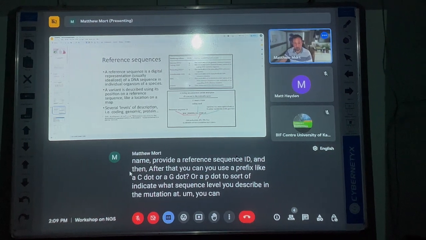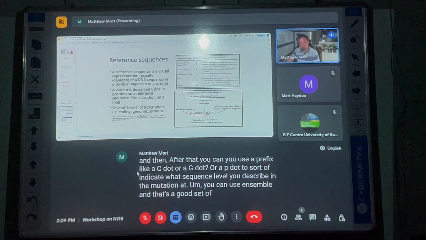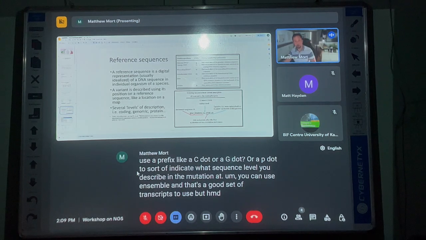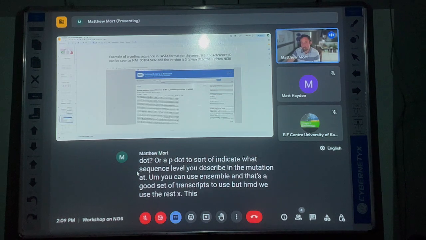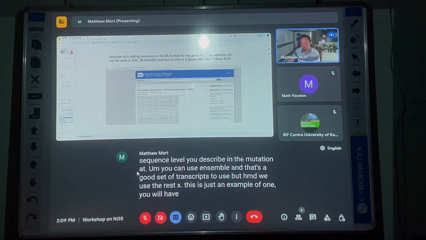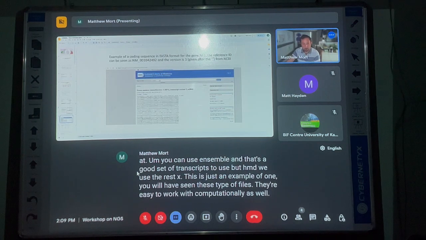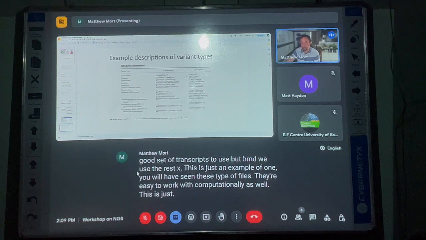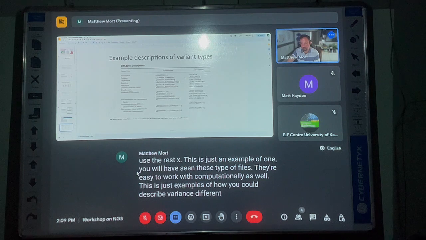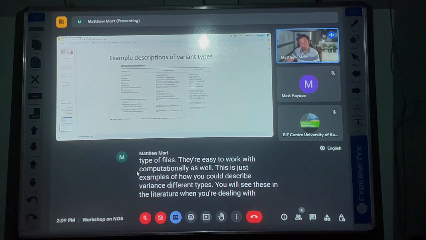You can use Ensembl, and that's a good set of transcripts to use, but at HGMD we use the RefSeq. This is just an example of one. You will have seen these types of files. They're easy to work with computationally as well. This is just examples of how you can describe various different types. You will see these in the literature when you're dealing with mutations.